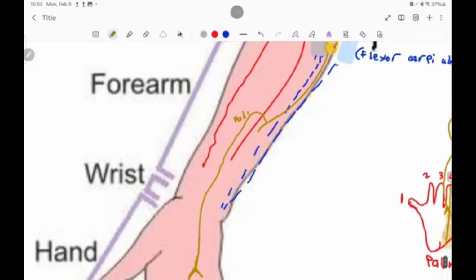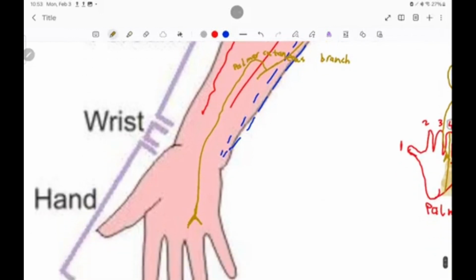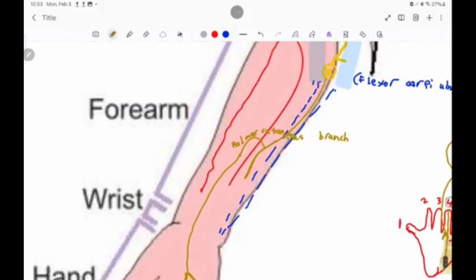Palmar cutaneous branch. Okay. So now we will continue the course of the nerve. I'll just keep the branch. Here's the nerve. Here's our main branch, or our main course.